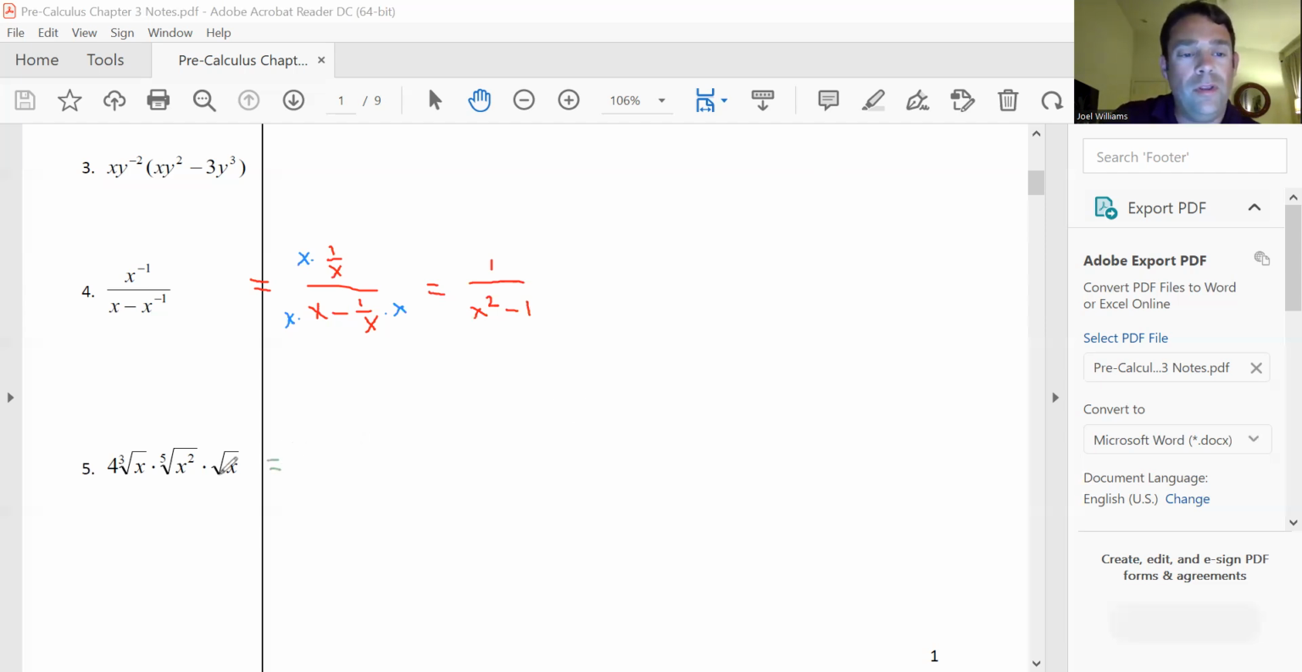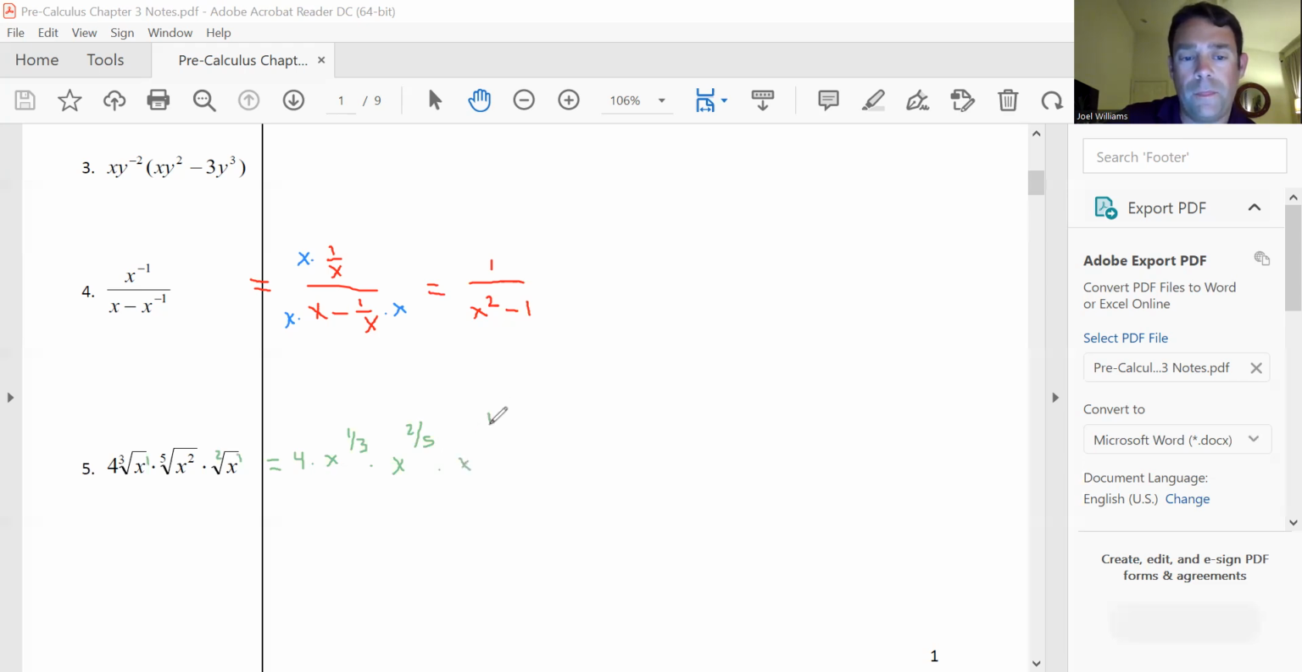All right. Now, remember, if there is no exponent, we assume there is a 1 there. And likewise, if there is no index, we assume it is a 2. So a square root, there's an imaginary 2 there. So what we're really looking at here is 4 times, and I'm going to change all of these into fractional exponents, so 4 times x to the 1/3 times x to the 2/5 times x to the 1/2.